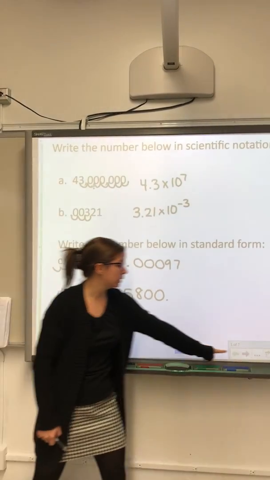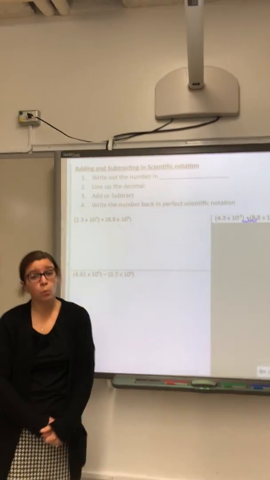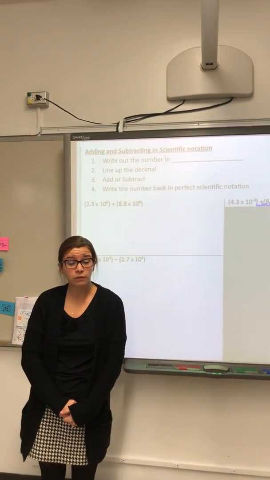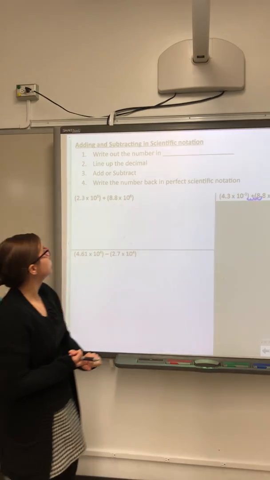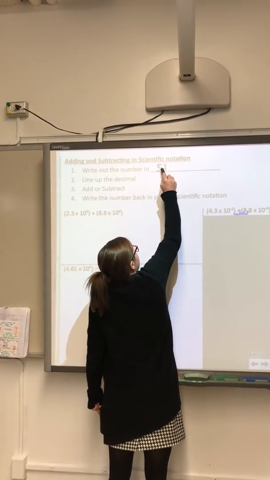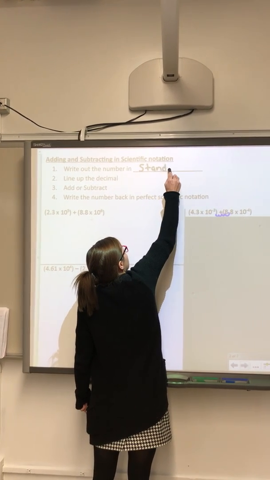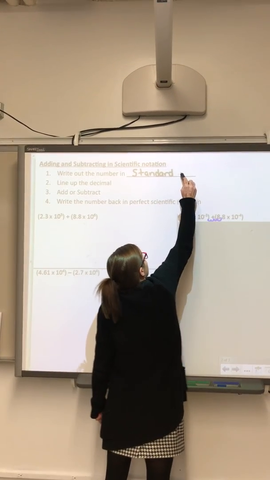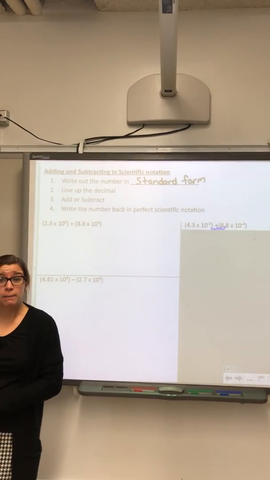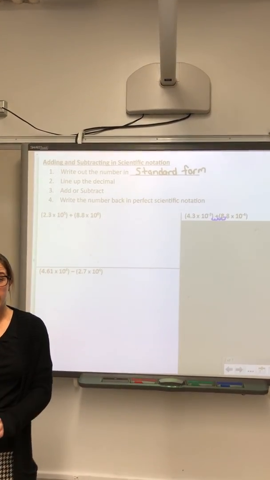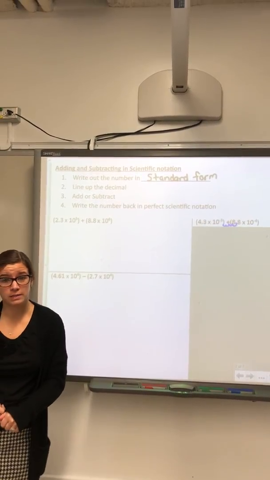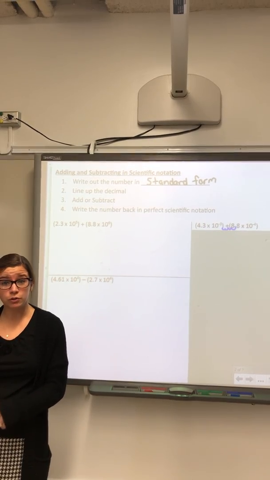Now we're going to review what you do when you need to add or subtract in scientific notation. So you're going to fill in your notes. The first thing you need to do is write the number into standard form. The most important thing is that you line up your decimal, you add or subtract, and then you put it back into perfect scientific notation. So we're going to do the first one together.